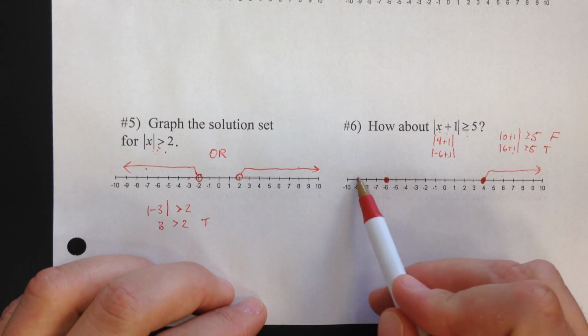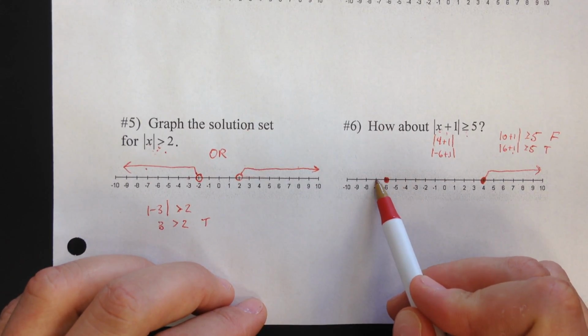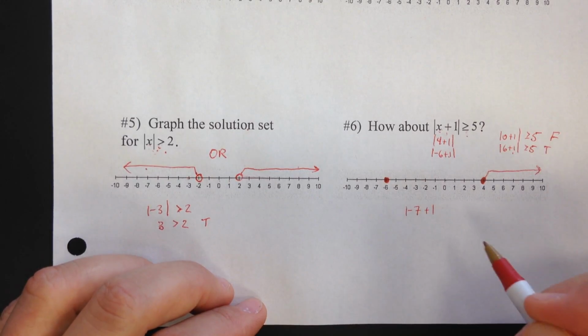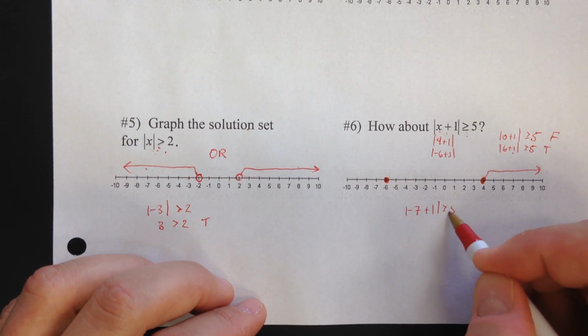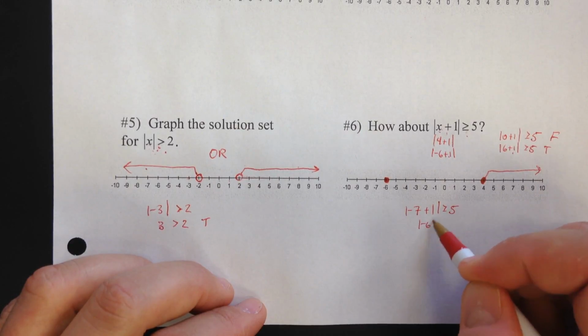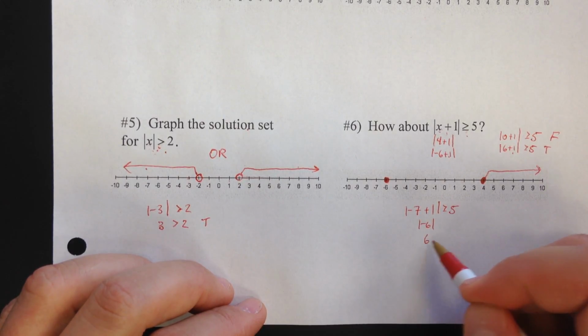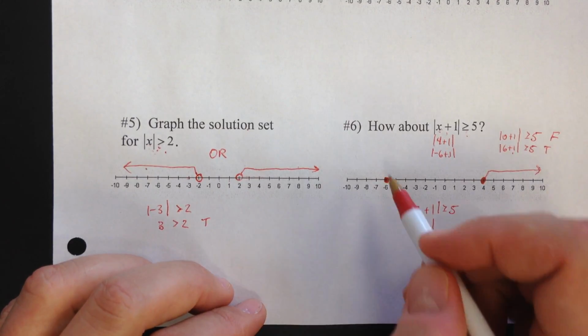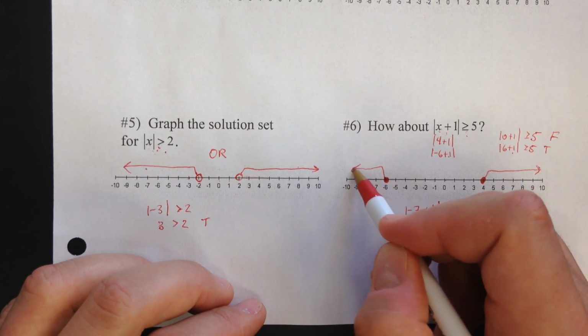What if I try something to the left? What if I try negative 7? So absolute value of negative 7 plus 1, is that greater than or equal to 5? Well, that's negative 6, absolute value, which is positive 6. Is that greater than or equal to 5? That's true. So I'm going this way.